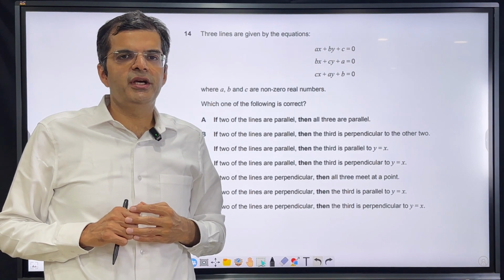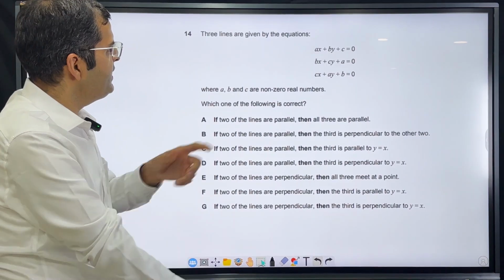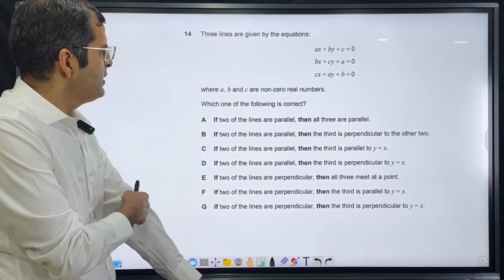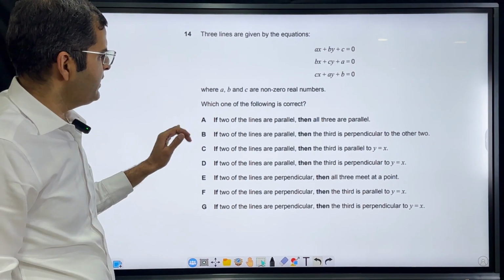So this is the 14th question of TMUA 2023 exam paper 2. Question says 3 lines are given by these 3 equations where A, B, C are non-zero real numbers. Which of the following is correct?